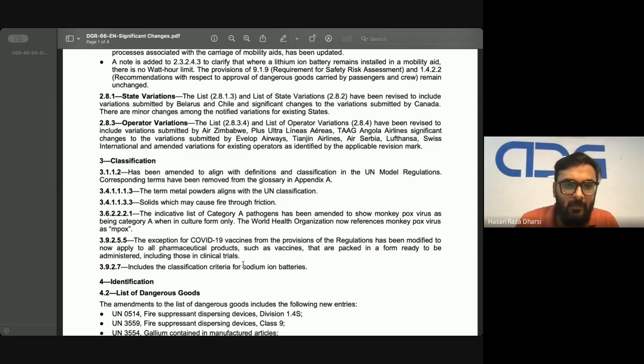Then 3.9.2.7 includes the classification criteria for sodium ion batteries. Before there were lithium batteries, but now the sodium ion batteries have also been made part of the game.